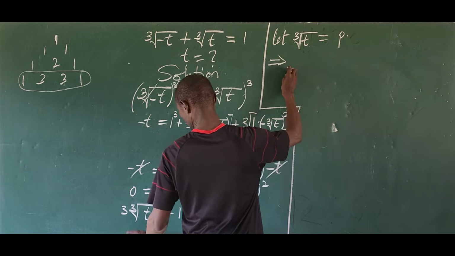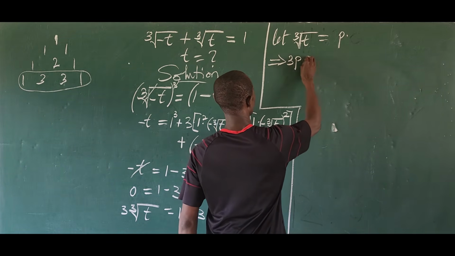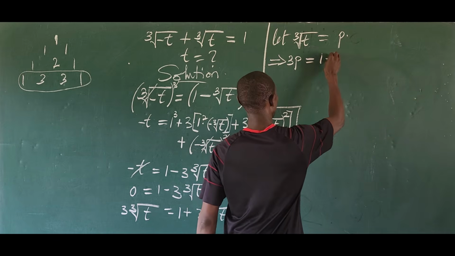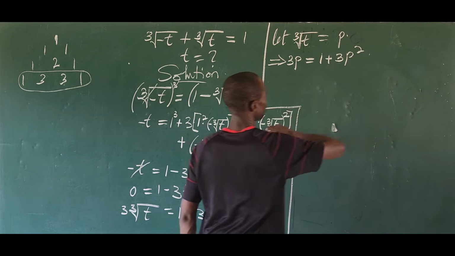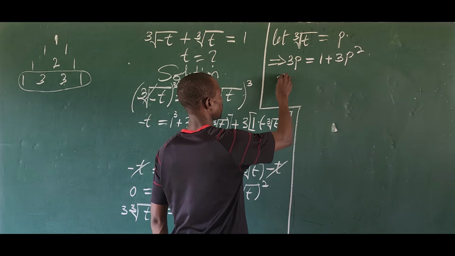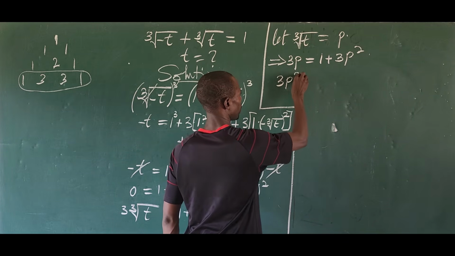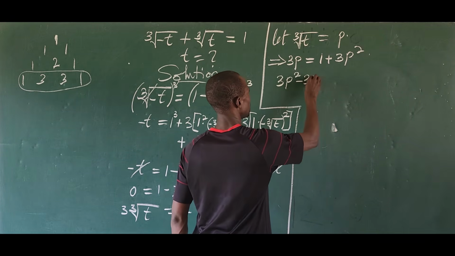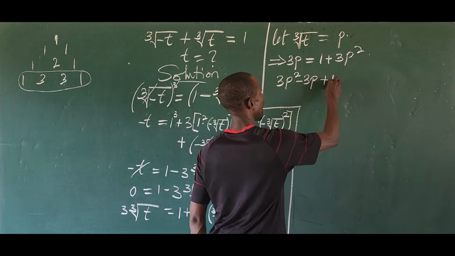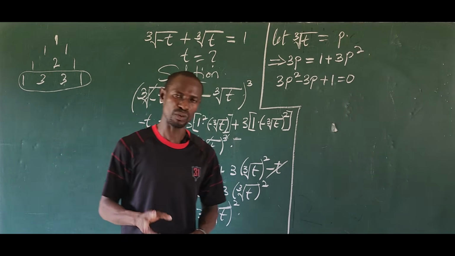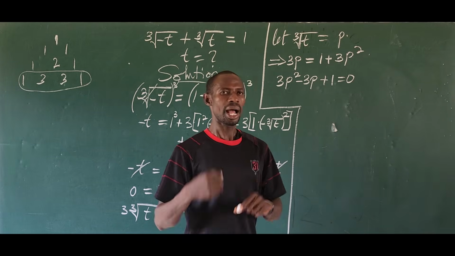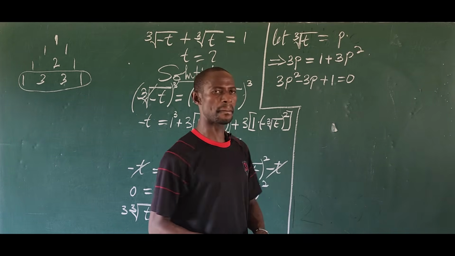So this is going to give us 3p equal to 1 plus 3p to the power of 2. If we rearrange, this gives us 3p squared minus 3p plus 1 equal to 0. This is a quadratic equation, right? So how do we solve this for the value of p?